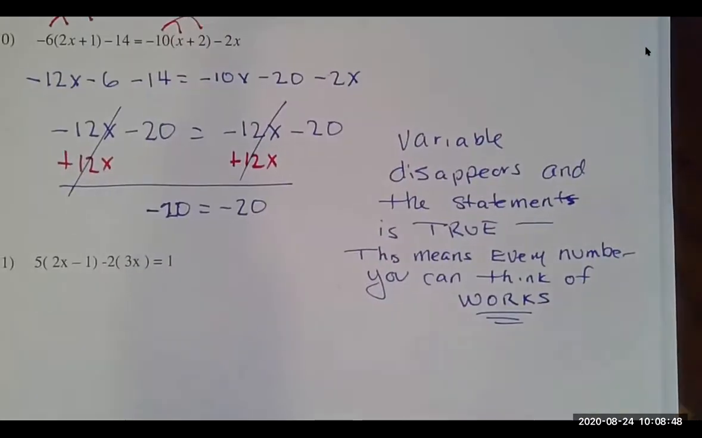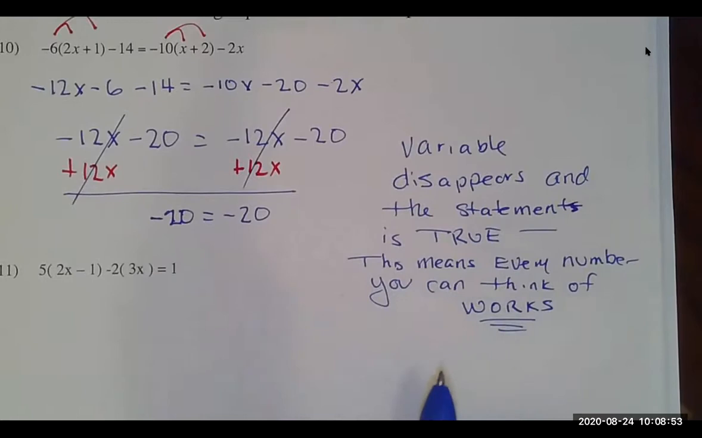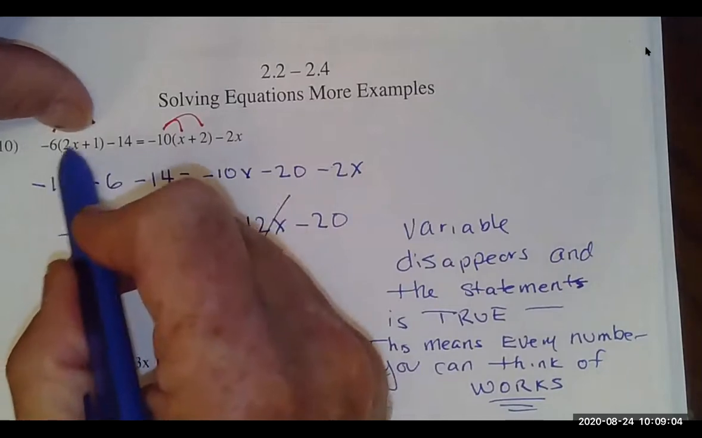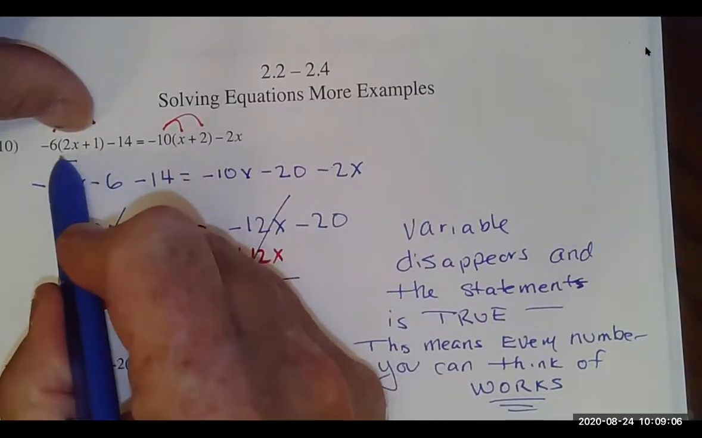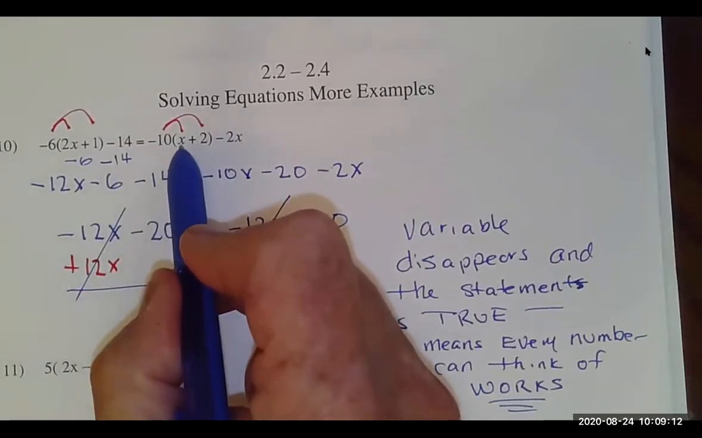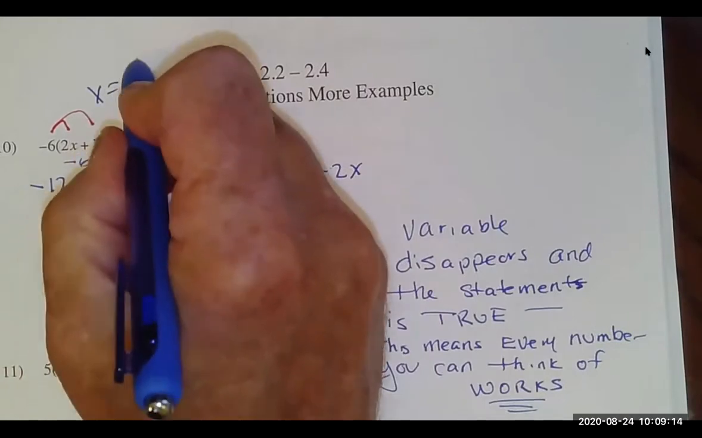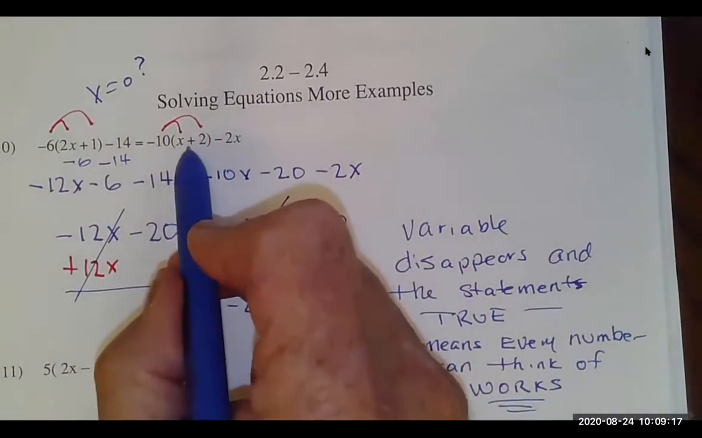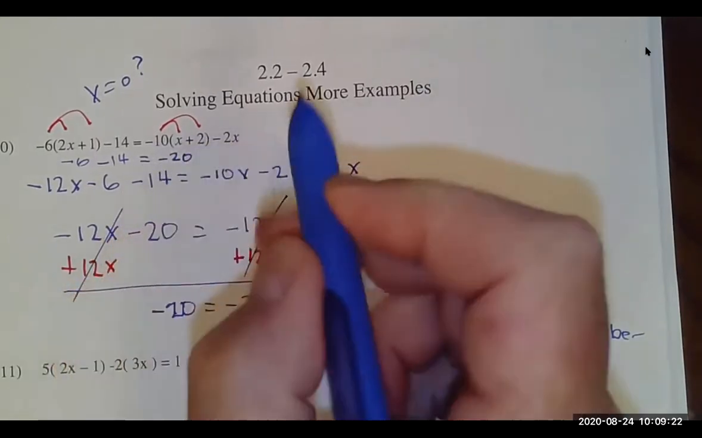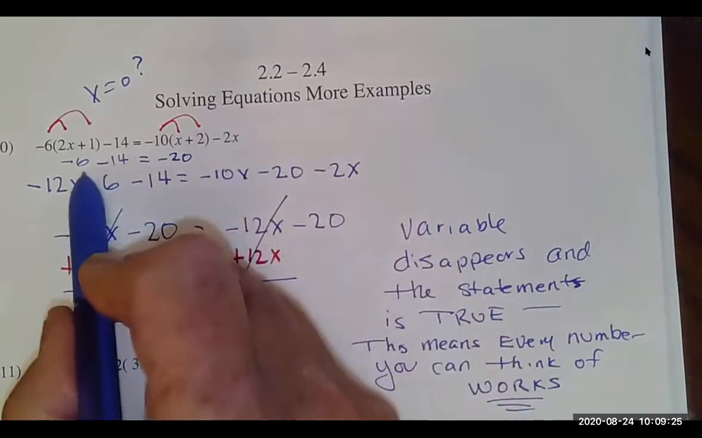It means every number you can think of works. Every number. Like pi. I'm not going to check pi, but every number you can think of. How about 0, Jeff? Yeah, that's the easy one. Let's check it. I'll just show you. Put a 0 right here. That's gone. So then I've got -6 times 1 is -6, and then minus 14. Remember, x is 0. I'm checking whether x equals 0. So -10 times 2 is -20, and the 0 is gone. -20 equals -20.